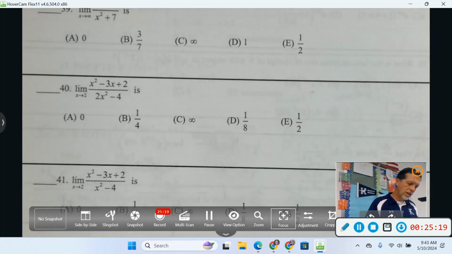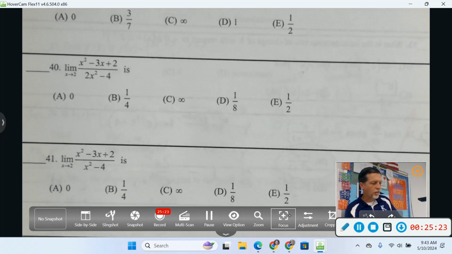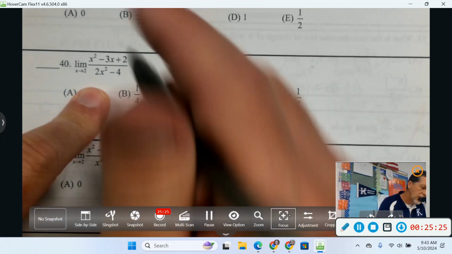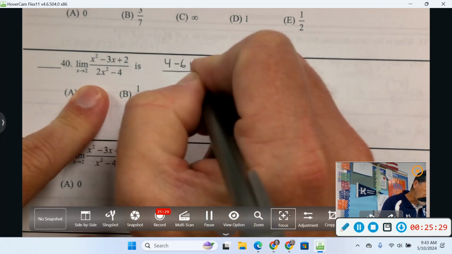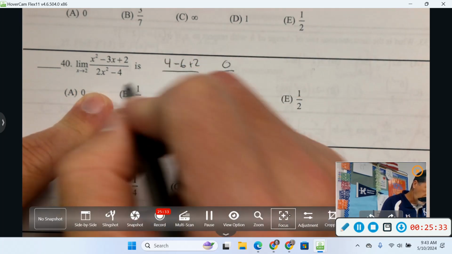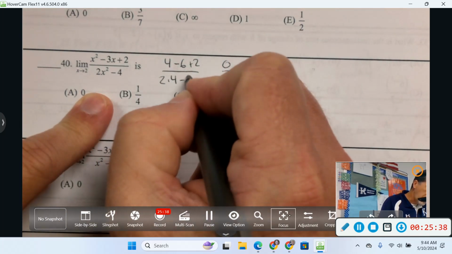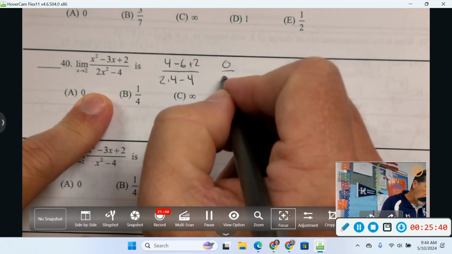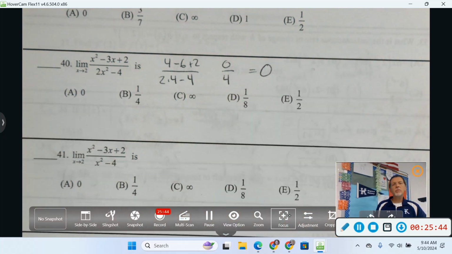Number 40. Limit as x approaches 2. I'm guessing we're still in the L'Hopital section, but we'll see. So we plug in 2. 4 minus 6 plus 2, that's 0. Plug in 2 in the bottom, I get 2 times 4 minus 4. Oh, that's not a L'Hopital's problem. That one worked out. I just get 0.